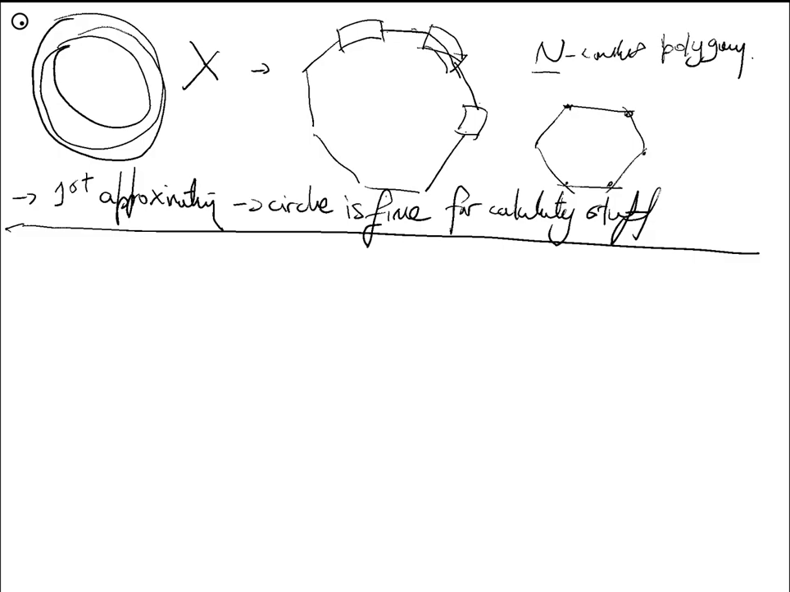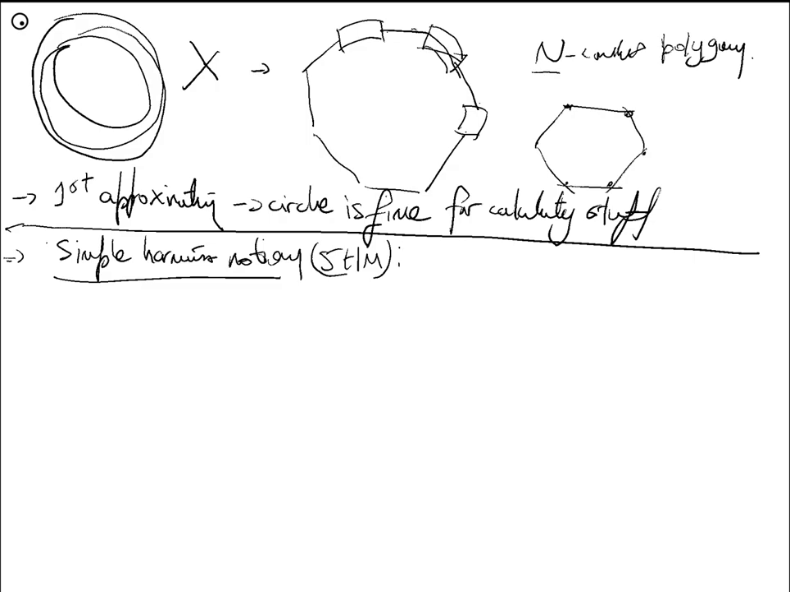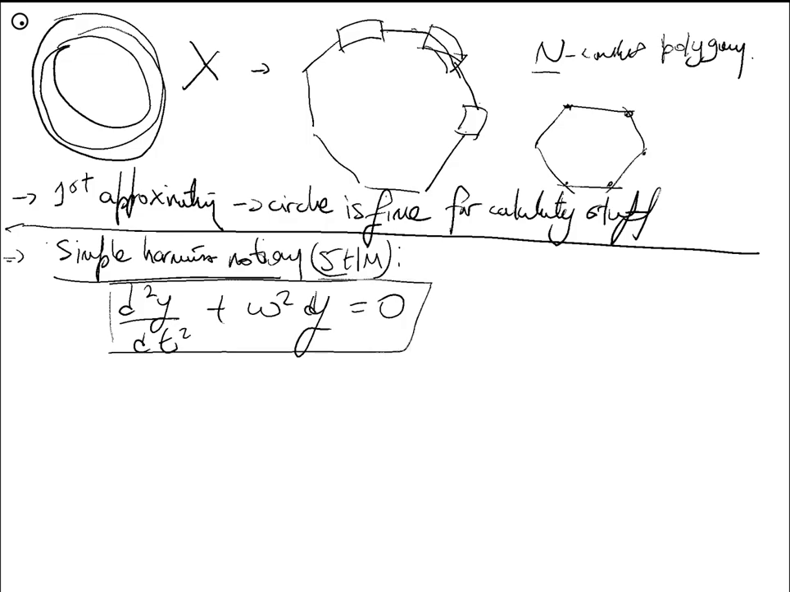And next, one mathematical background that you should know is simple harmonic motion, or SHM for short. And this is just a differential equation. If you see a differential equation in the form of this, then this is your simple harmonic motion. And it's straightforward to solve from your differential equations class or physics.